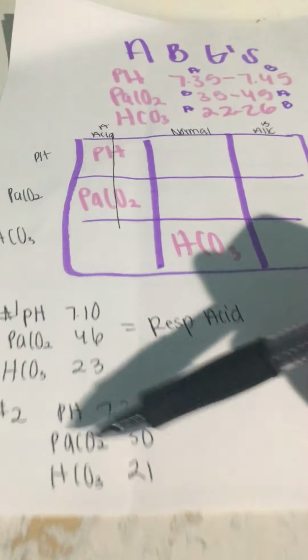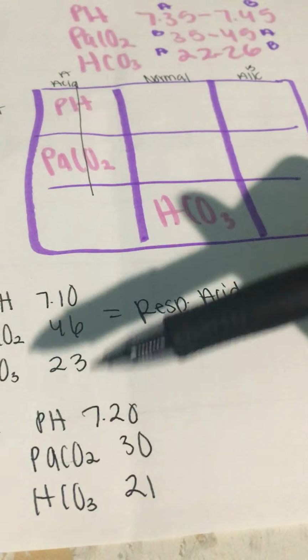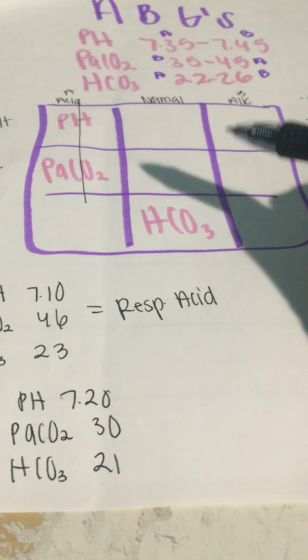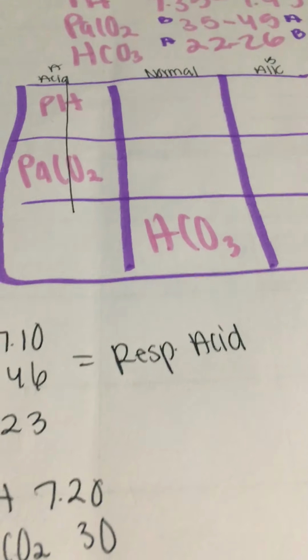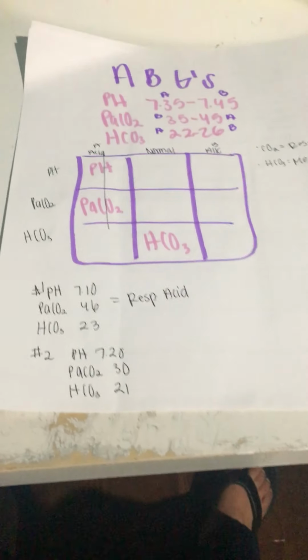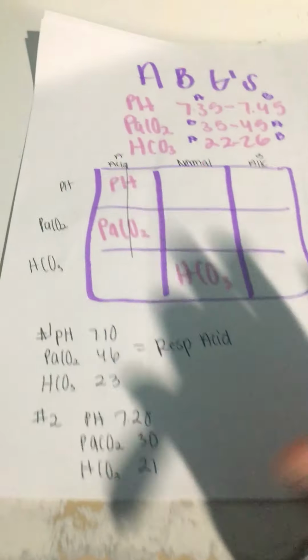This other one, I'm going to leave for you guys to solve, and I will have the answer posted in the comments. But this is basically how you do ABGs.